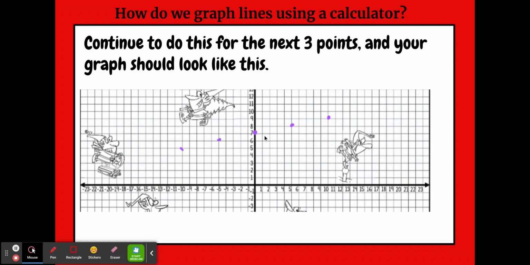Now your graph should look like this with the 5 points that we made. You plotted this one, and then you went to this one, and then you went over to this one, and then down here. If it doesn't look like that, please go back and erase your work and make corrections.